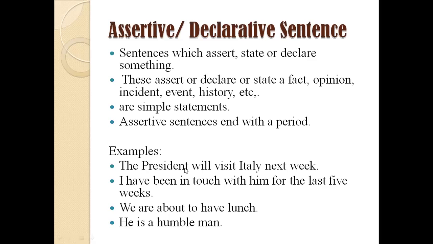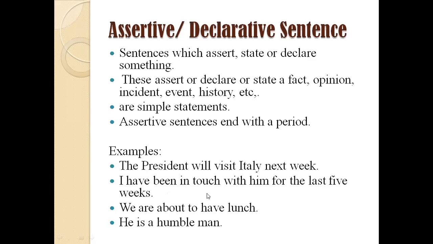See, the president will visit Italy next week. The sentence is stating, declaring that the president will be visiting Italy next week, isn't it? Similarly, I've been in touch with him for the last 5 weeks. When you say the sentence, you will state or you'll declare that you've been in touch with him for the last 5 weeks. Next, we're about to have lunch. He is a humble man.